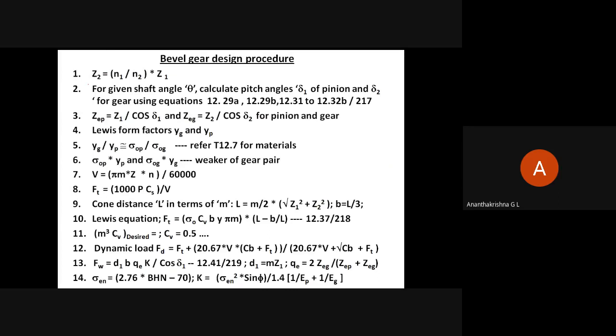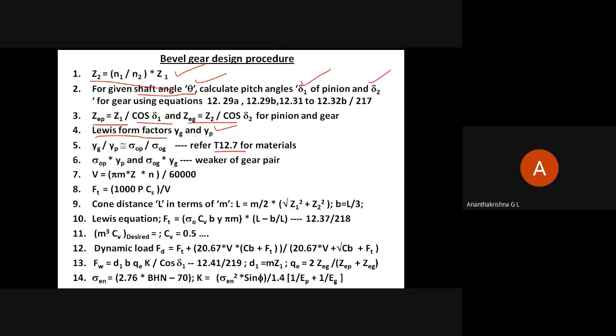So we find out Z2, as usual, like we did in our spur gear design. Then, for the given shaft angle, whether it is acute, obtuse, or right angle bevel gear, we need to calculate the pitch angles delta 1 and delta 2. Then calculate the virtual number of teeth on the pinion and on the gear using the Z by cos delta equation. Then find out the Lewis form factors Yg and Yp, and then the ratio of Yg and Yp.